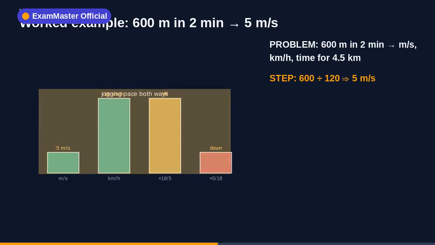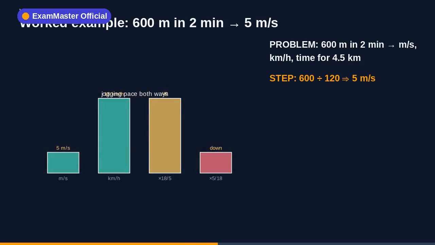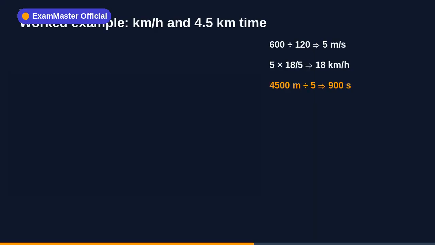Convert 2 minutes to 120 s. Speed equals 600 divided by 120 equals 5 meters per second. 600 m in 120 s. 600 divided by 120 equals 5 meters per second. 5 times 18 divided by 5 equals 18 kilometers per hour.